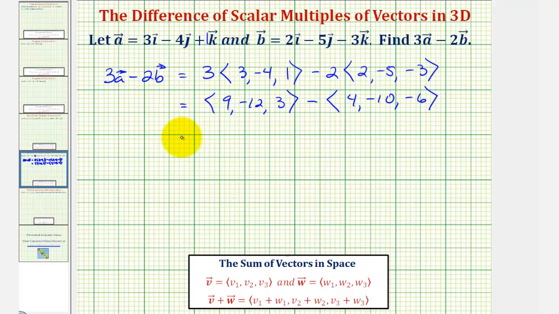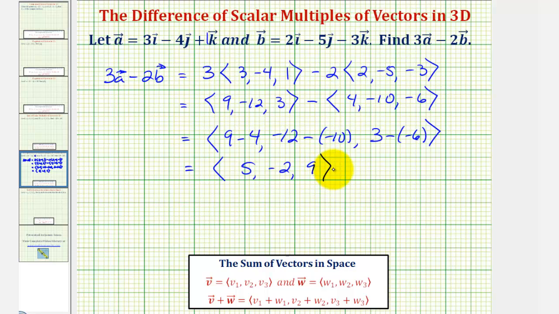But now to find the resultant vector, we'll subtract the x, y, and z components. So the x component would be 9 minus 4. The y component would be negative 12 minus negative 10. And the z component would be 3 minus negative 6. So simplifying, we would have an x component of 5, a y component of negative 12 plus 10, that's negative 2, and a z component of 3 plus 6, or 9.